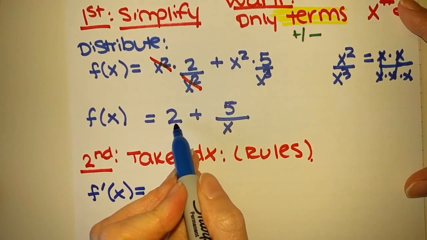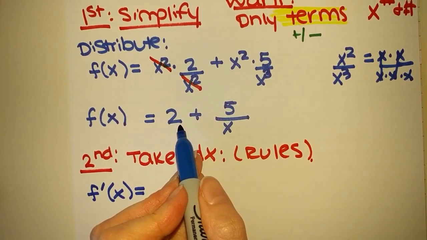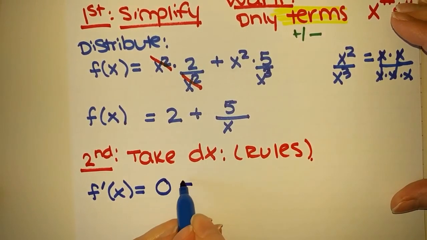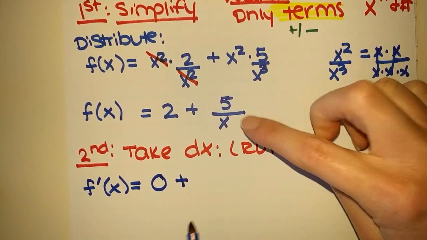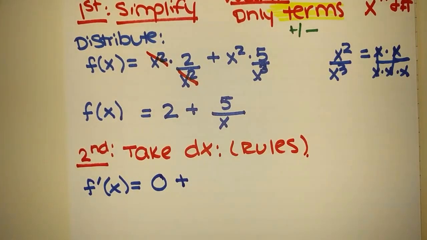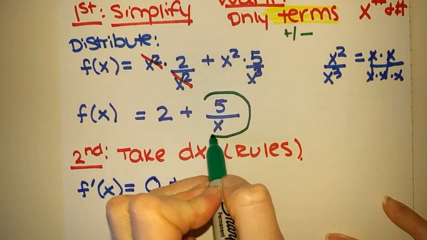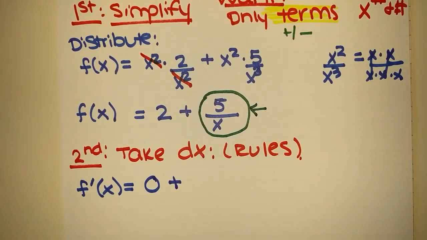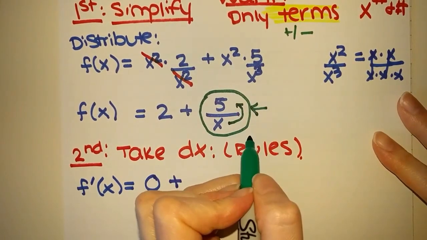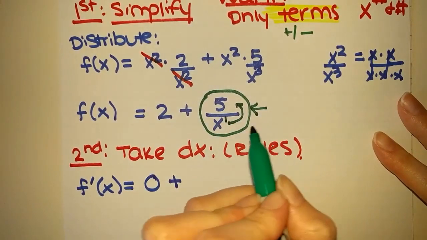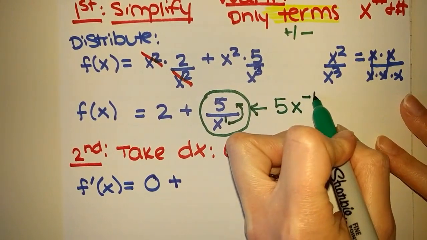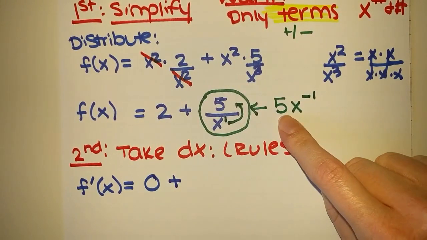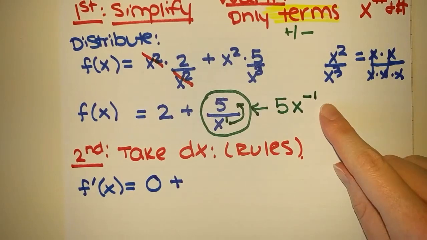The 2 is a standalone, all by its little lonesome there, constant, so it becomes 0, plus, and then this 5 over x, that's not in the right form. Now, why is that not in the right form? Because for 5 over x, we need the x in the numerator. So before we differentiate this, we rewrite it so that this x pops up into the numerator. And in order for that x to pop up into the numerator, we would keep the 5 and then make the exponent a negative. So we're really trying to differentiate 5x to the negative 1.